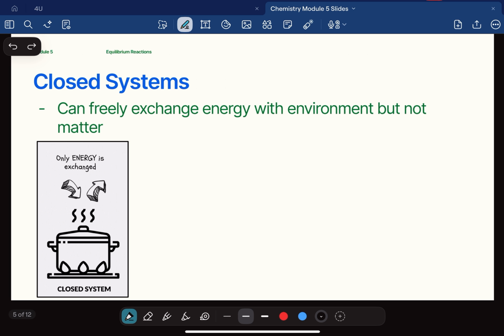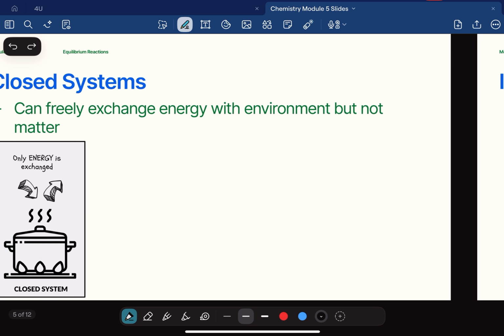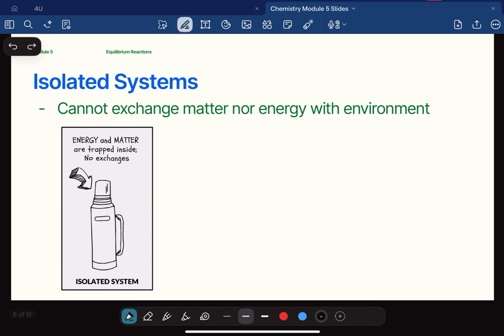In a closed system, you can exchange energy, but not matter. So in this case, the pot is closed. The heat can escape still, but the water vapor can't escape this time. It's different. The last system is an isolated system, and it can't exchange matter or energy with the environment. There's actually no perfect example of this, but just for simplicity, we have a thermos. The water can't escape because there's a lid, and the heat can't escape because it's insulated. So those are the 3 types of systems.